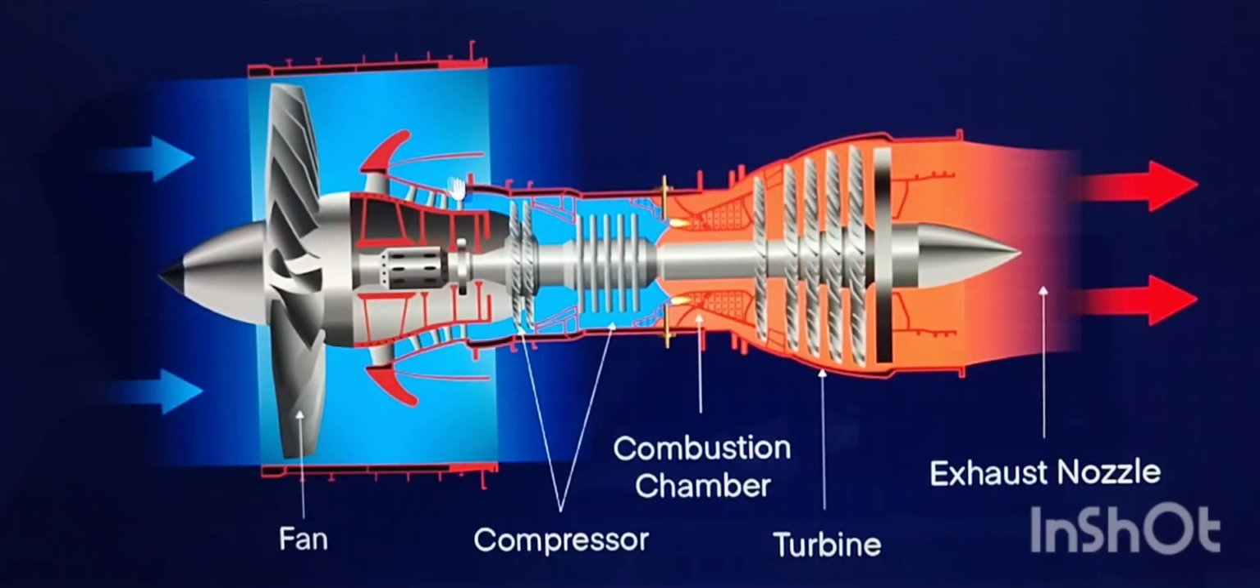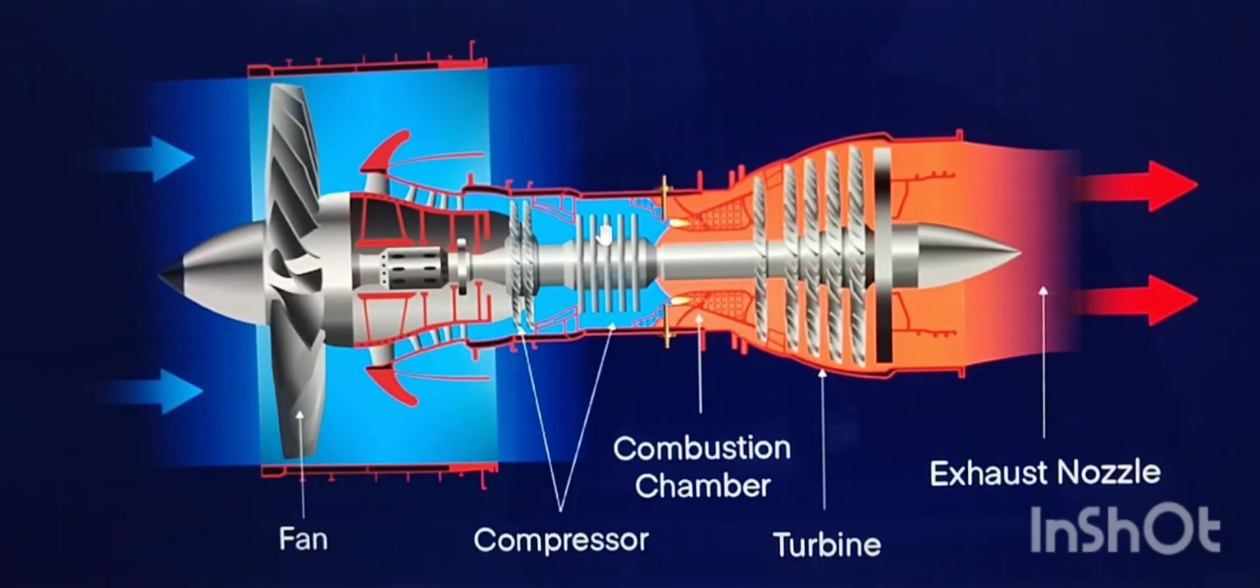This compressor, the air enters from here and goes to there. By the design of the compressor, it will compress the gases which entered from here. When it goes to here, it is compressed, and then the compressed air will enter the combustion chamber here. The important part is the combustion chamber.